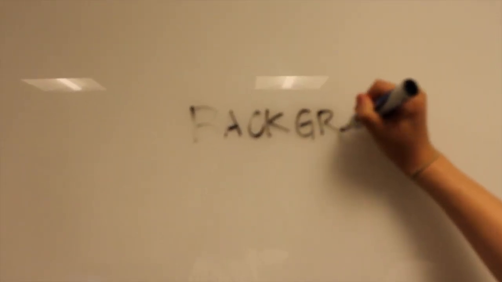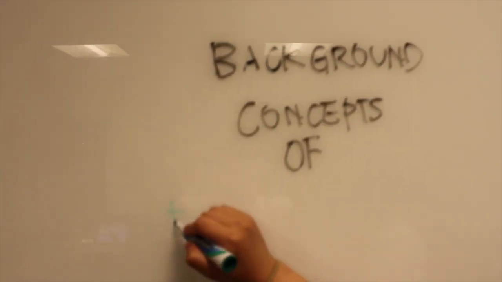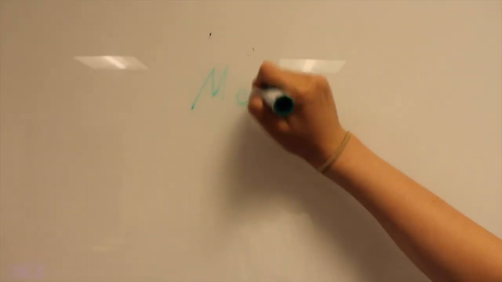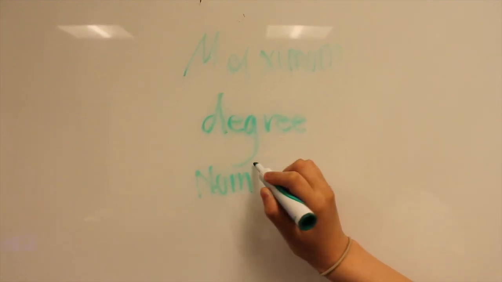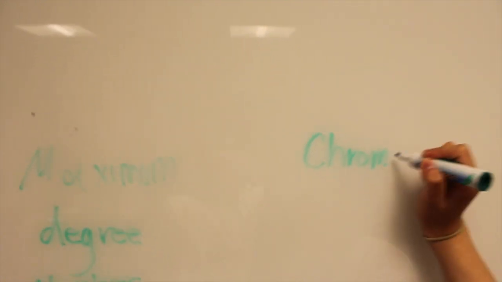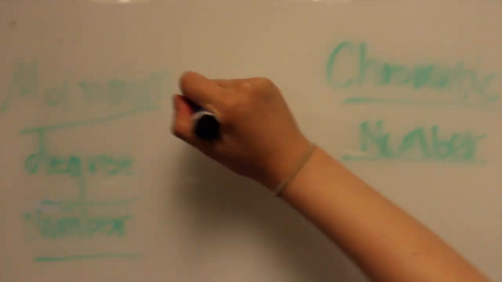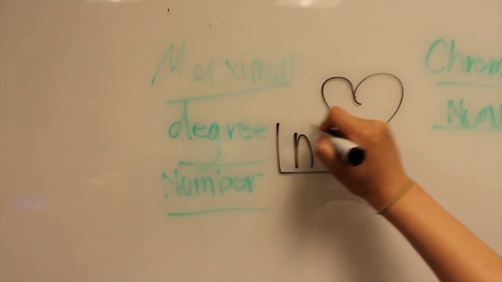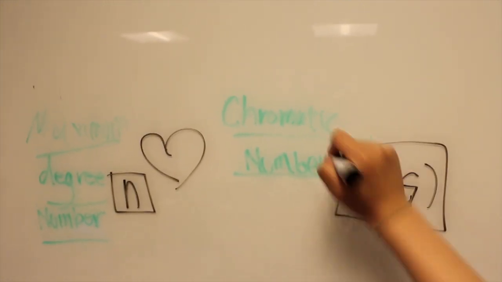So before we go into the actual proofs of the Brooks theorem, we're going to give some background concepts and definitions to make everyone understand it better. What the Brooks theorem really does is indicate the relationship between the maximum degree number and the chromatic number of the graph. The chromatic number of a graph is the minimum number of colors needed to color the vertices of the graph. So here I drew a heart between the two things because they're in a relationship. In this proof, we will use n as the maximum degree number of a graph and χ(G) as the chromatic number of the graph.